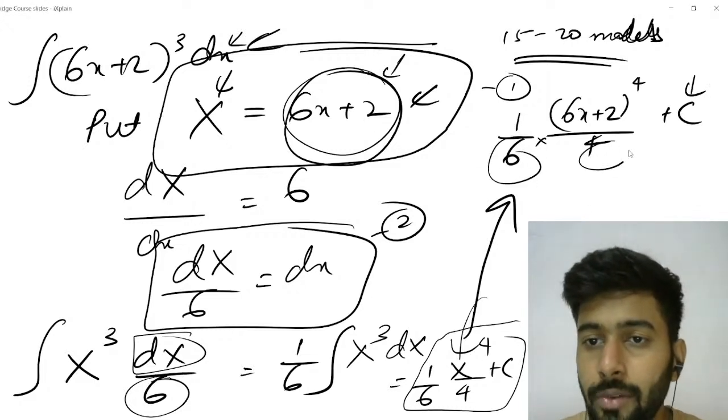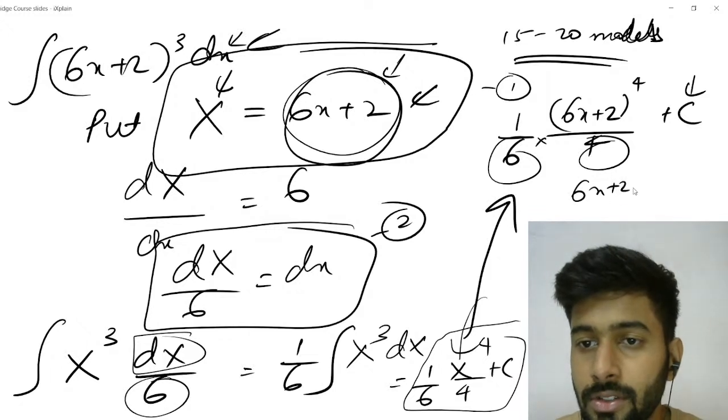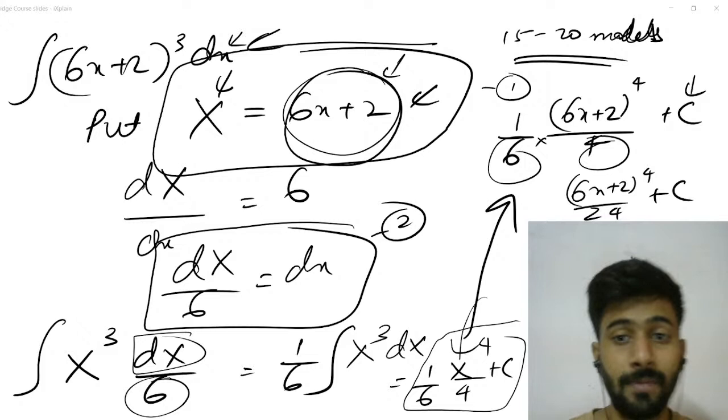Very crucial in integration. Okay. 6 into 4 is actually 24. So (6x plus 2) whole power 4 by 24 plus c. This is the answer to the question.